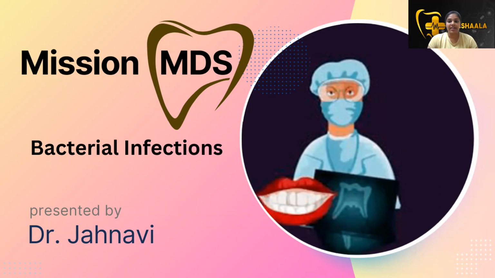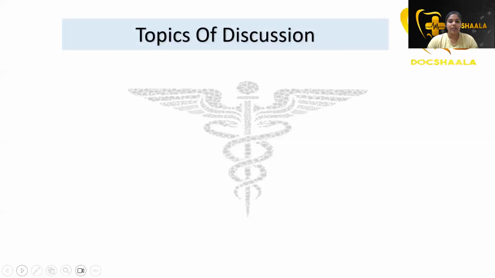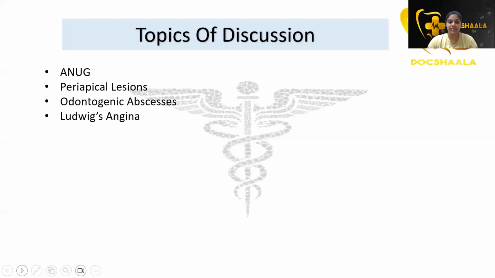So in our rapid revision series of Mission MDS, we are going to start with oral medicine and radiology. So we'll just revise bacterial infections. This is Dr. Janvi and let's just revise bacterial infections in a go. So coming to the bacterial infections, we are going to see four types of infections here: ANUG, periapical lesions, odontogenic abscesses, Ludwig's angina. So we'll also discuss MCQs one by one in this series. So be glued and be attentive to answer the MCQs.